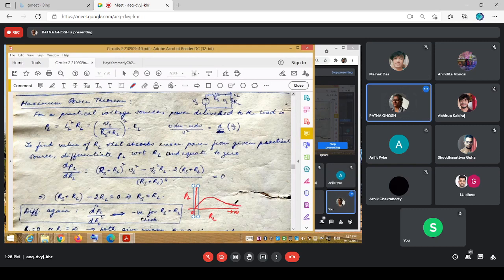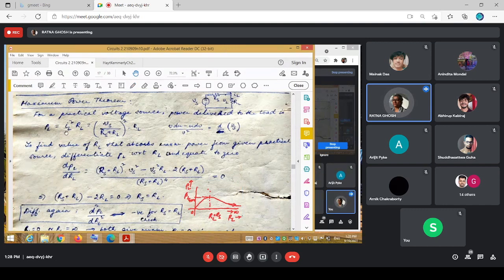drops down to 0. So this is how the power profile shifts. And this would be the maxima, PL max. This would be PL. And this would be RL equal to RS. This would be the RL profile. So this would be the standard characteristics actually. You can just check it out.